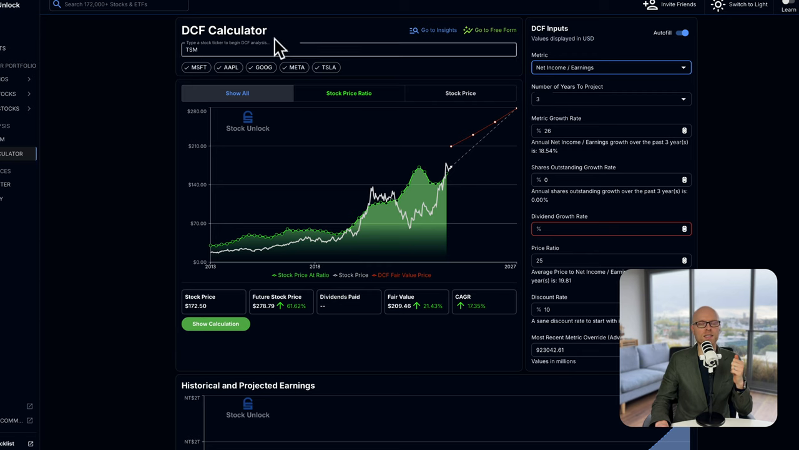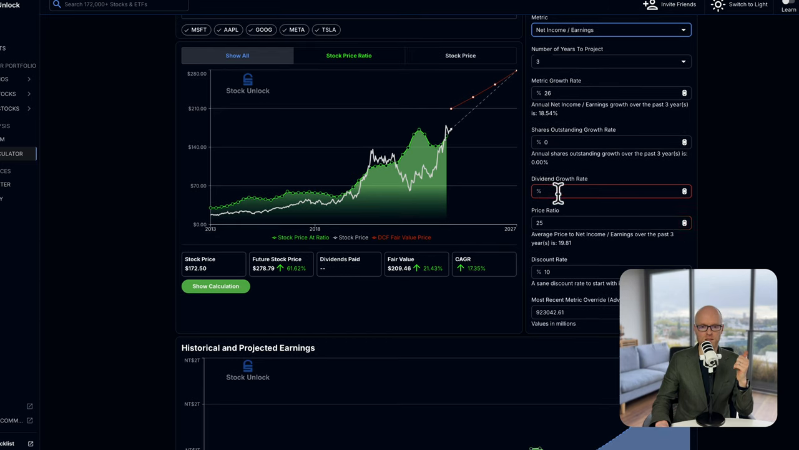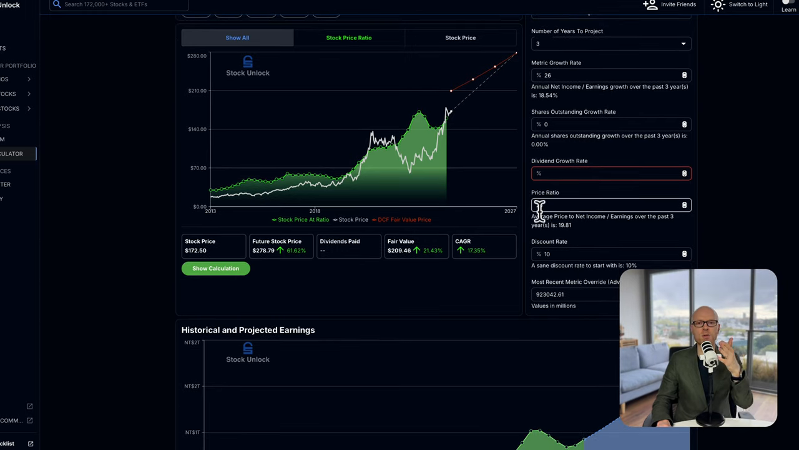Let's move to Stock Unlock, DCF calculator. The metric that we will use is earnings, number of years to project 3, metric growth rate will be 26%, as we saw on Seeking Alpha. Shares outstanding 0, dividend growth rate 0, price ratio 25. I will use this number because, as I showed you earlier, the company is still growing pretty much every month, and some of its biggest customers like Nvidia, AMD, Qualcomm are still experiencing huge demand. Therefore, the fair value of the company is likely $209, and that means there is an upside of about 21%.